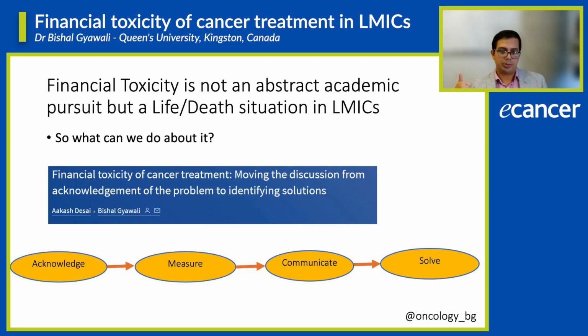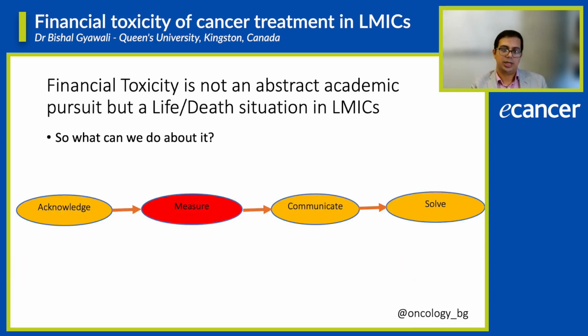First is acknowledgement of the problem. As we discussed, we should acknowledge that this is a real health problem. It's not a philosophical problem or a political issue. Second, we need to measure it, because if you can't measure something, you can't address it. Third is proper communication, and fourth is thinking about solution at different steps.